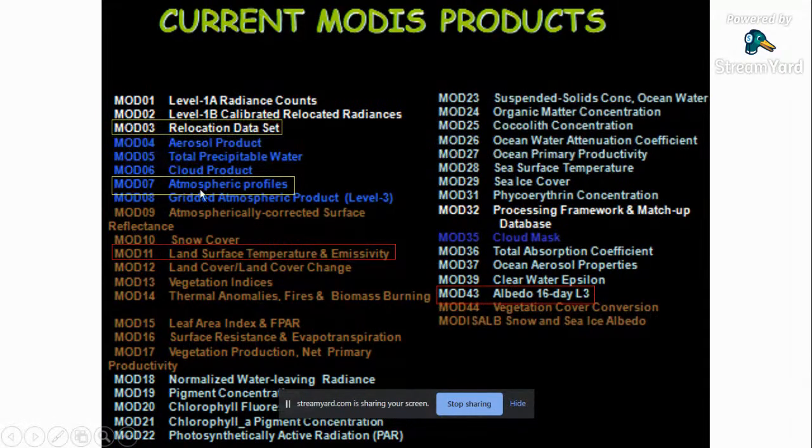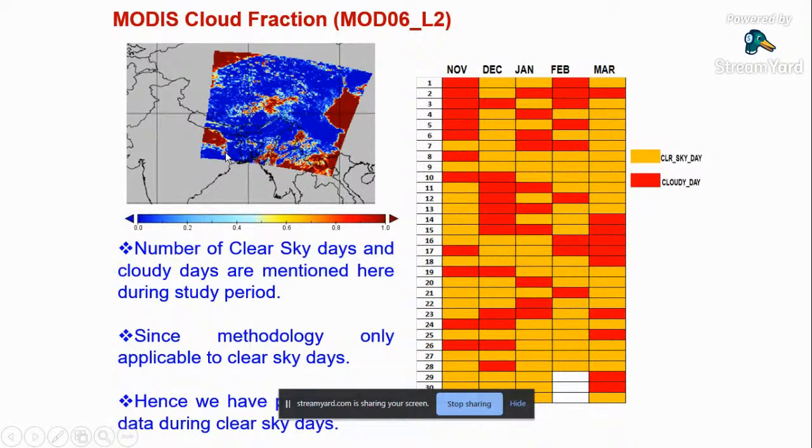So these are the list of products available from the MODIS sensor, in which the highlighted ones are used in the present study. See, this is the albedo product, this is atmospheric profiles. MOD07 doesn't give a temperature or dew point temperature. However, at surface level at 1000 hPa, we consider it as the temperature that is near the earth surface. So this study is only carried out during clear sky days.